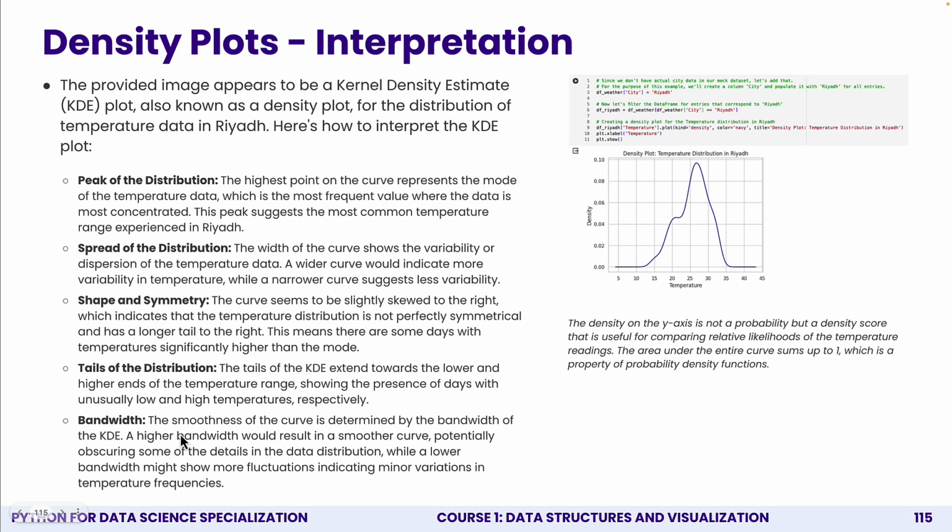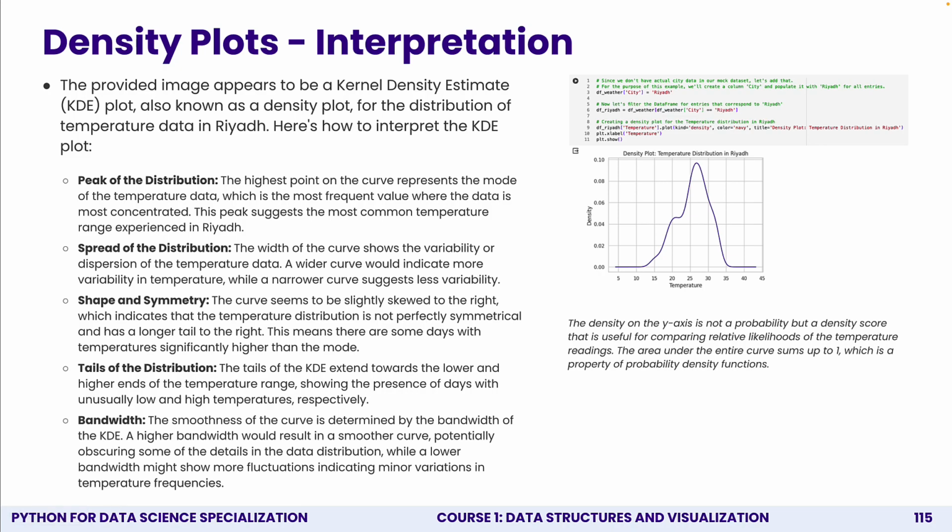and also the bandwidth. It means the smoothness of the curve is determined by the bandwidth of the KDE. A higher bandwidth will result in a smoother curve, while a lower bandwidth might show more fluctuation, indicating minor variation in temperature frequency.